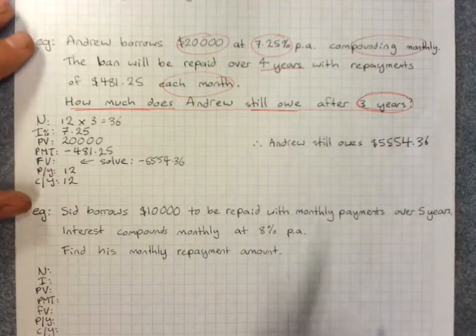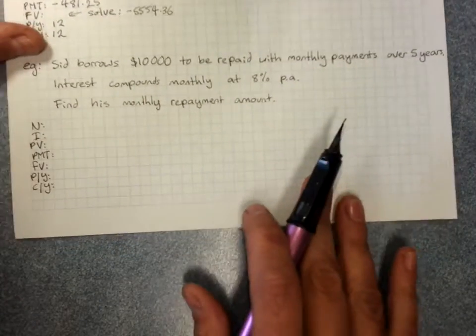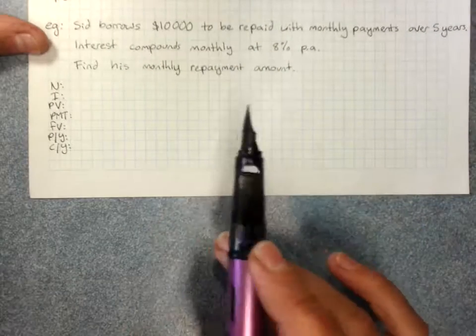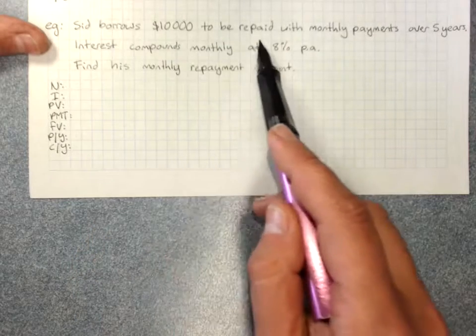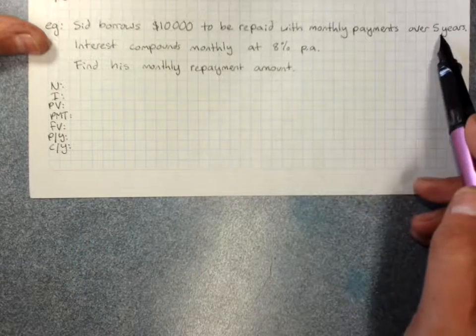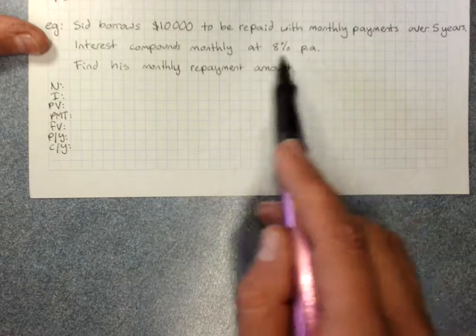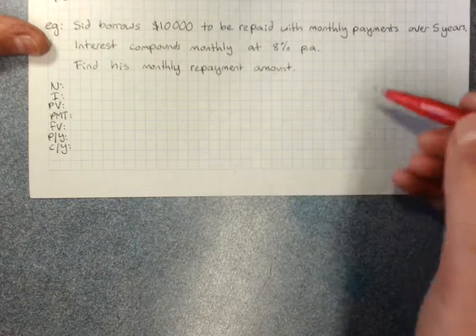So that's how we tackle that sort of question. This one's finding out what the monthly repayments are. So the question hasn't told us what the monthly repayments are. It's a good thing to know. Sid borrows $10,000 to be repaid with monthly payments over 5 years. Interest compounds monthly at 12% per annum. Find his repayment amount. Put in what we know.